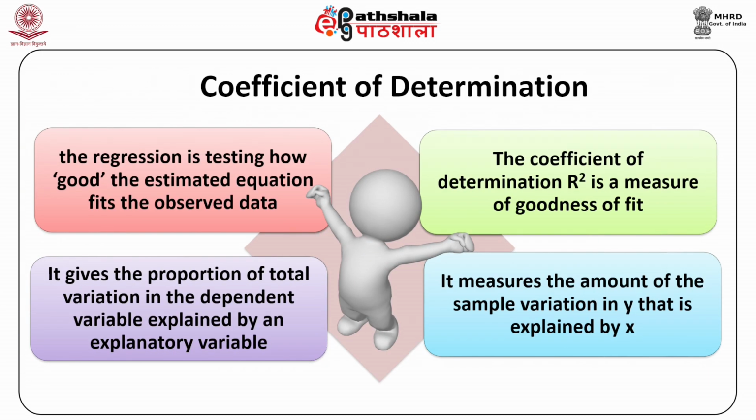Now we shall discuss the coefficient of determination. An important part of studying the regression is testing how good the estimated equation fits the observed data. The coefficient of determination, R squared, is a measure of goodness of fit. It gives the proportion of total variation in the dependent variable explained by an explanatory variable. In simple terms, it measures the amount of the sample variation in y that is explained by x. Extending this concept to a multiple variable model, we get the multiple coefficient of determination.